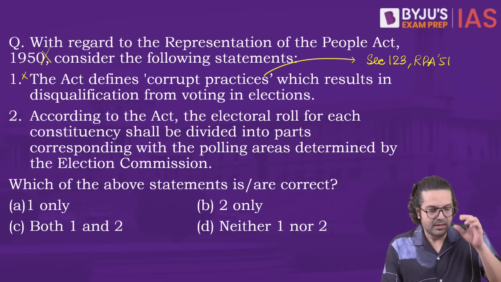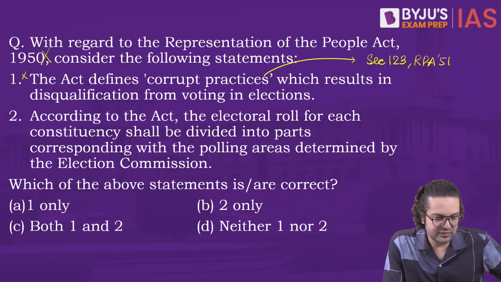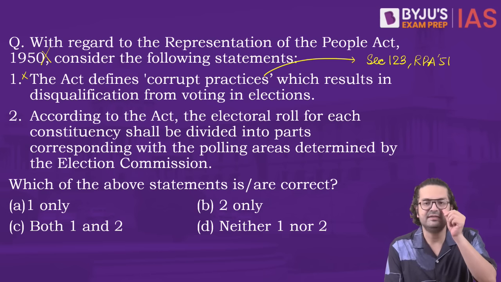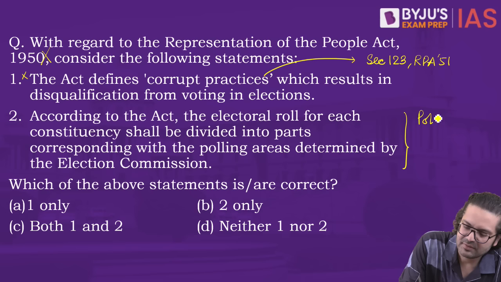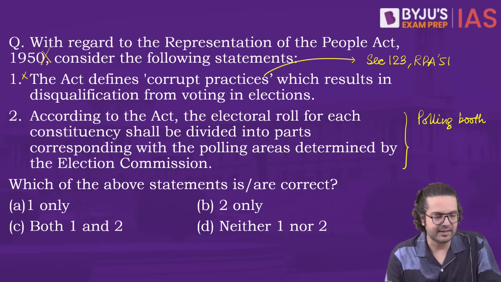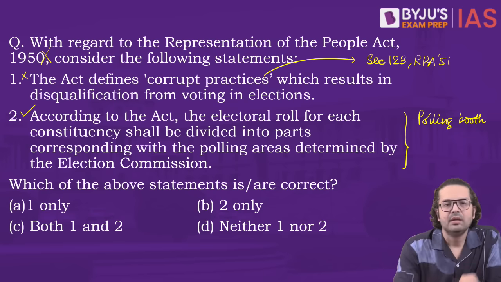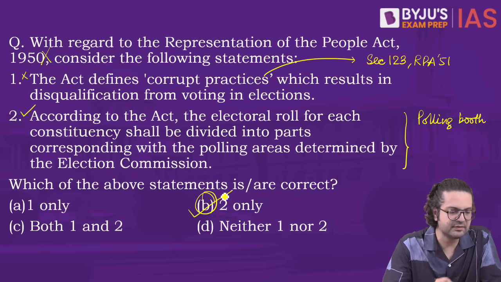Okay. And number 2, according to the Act, the electoral roll for each constituency shall be divided into parts corresponding with the polling area determined by the Election Commission of India, ECI. Yes, the polling booth. This is nothing but the polling booth. Right? This means that the polling booths are created by the ECI. 2 is correct. So which of the above statements is or are correct? B, 2 only is the right answer.